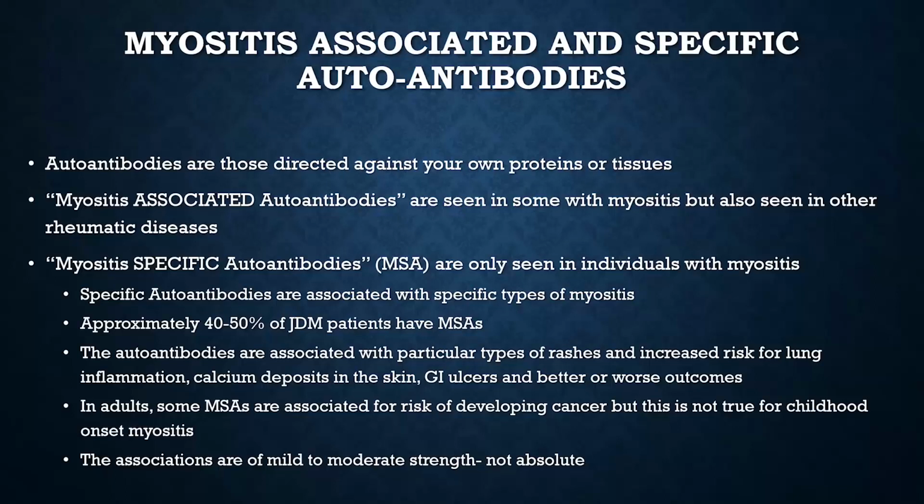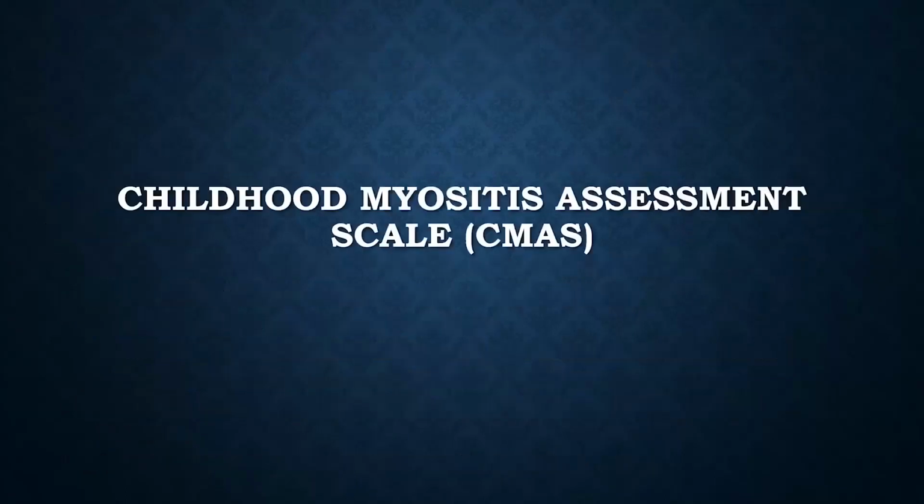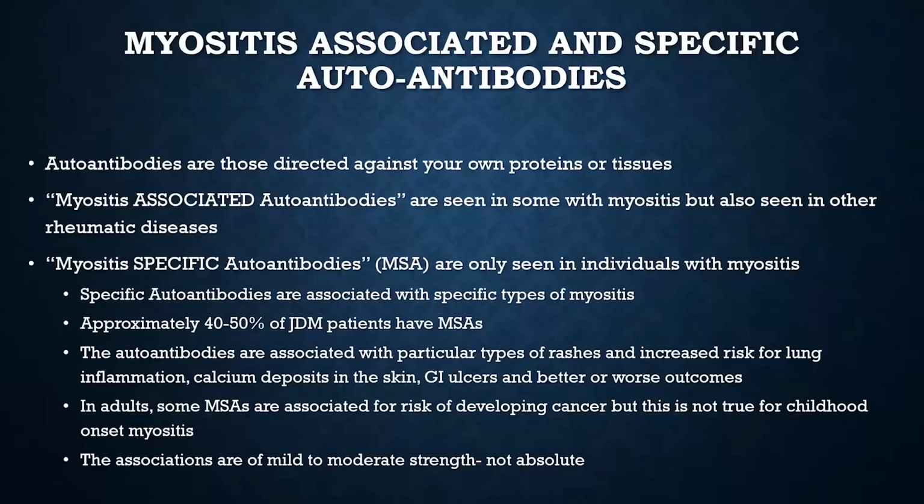So they are done and should be done in your patient at the onset of the disease, and they get sent off to a reference lab. And then you can see whether the results are informative for your child. We'll not go into them in detail because there's a number of them, and the associations vary from one MSA to the next.